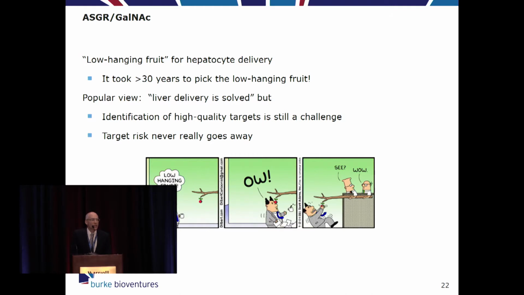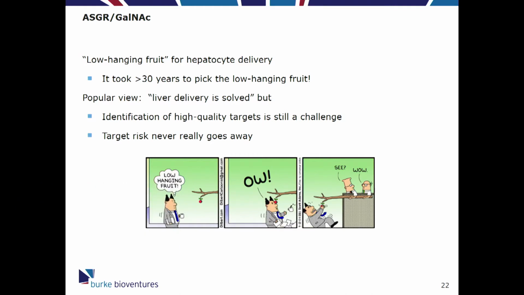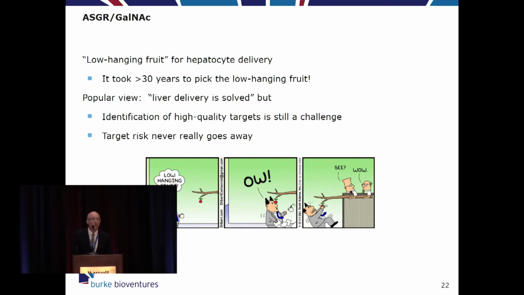Why did it take 30 years to pick the low-hanging fruit? Because it's really hard. This is a hard field, and that's why I said it's important not to get bored, because 30 years, I mean, that's like a whole career. But GalNAc was floating around as a concept a long time ago, and it took a lot of hard work to get it to work.